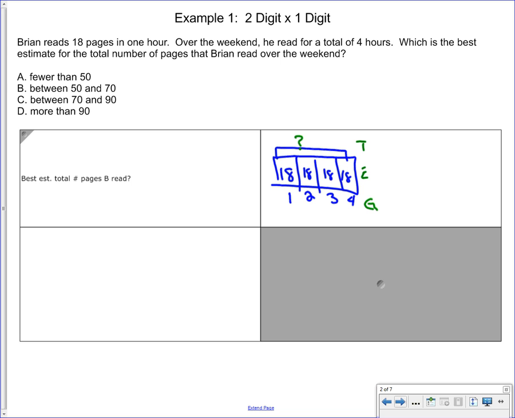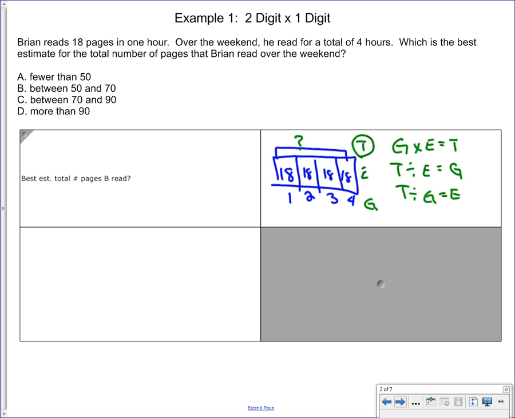Okay, and so we'll remember that G times E equals T. T divided by E equals G. T divided by G equals E. Okay, so we're looking for our total.